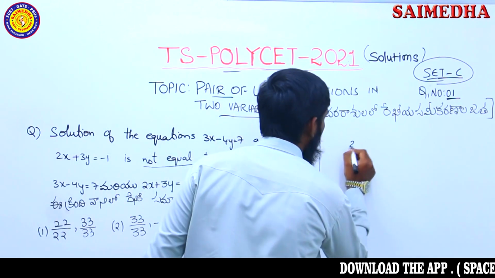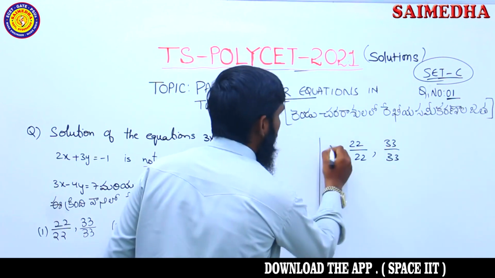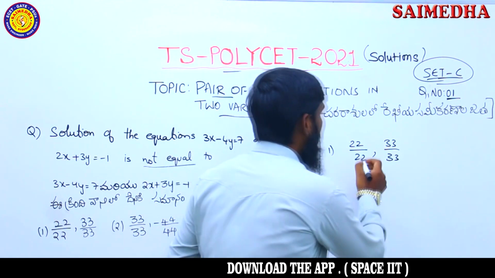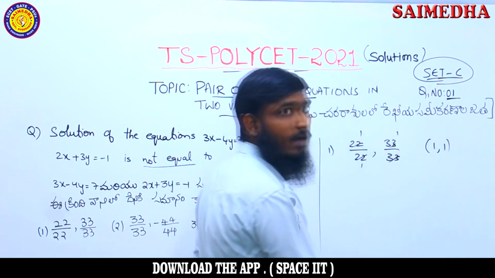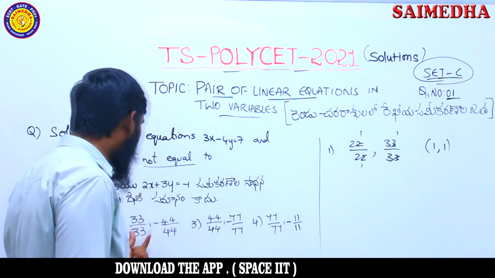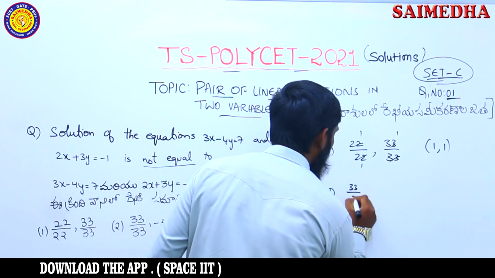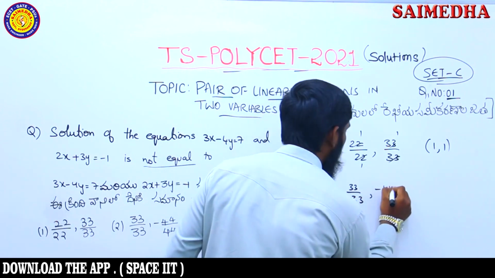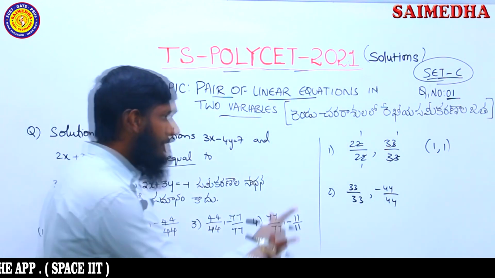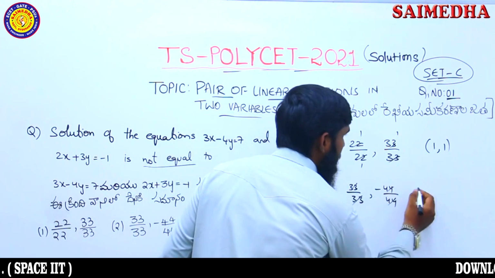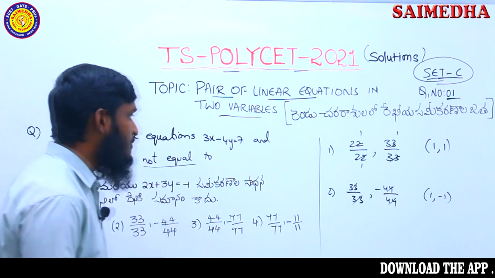What is option number 1? 22 divided by 22 comma 33 divided by 33. After cancelling this one, we came to know our answer is 1 comma 1. Now option number 2 is 33 divided by 33 comma minus 44 divided by 44. After cancelling we got the answer as 1 comma minus 1.